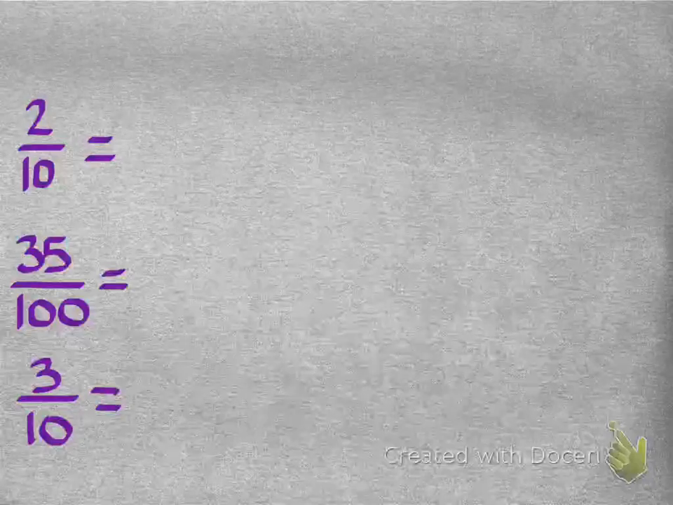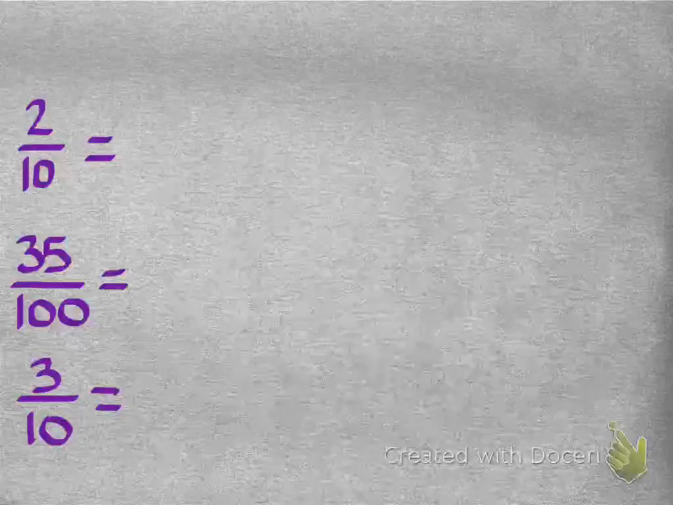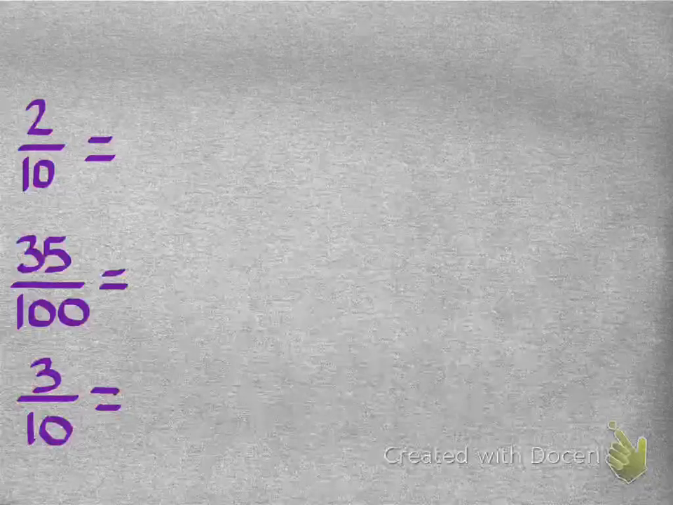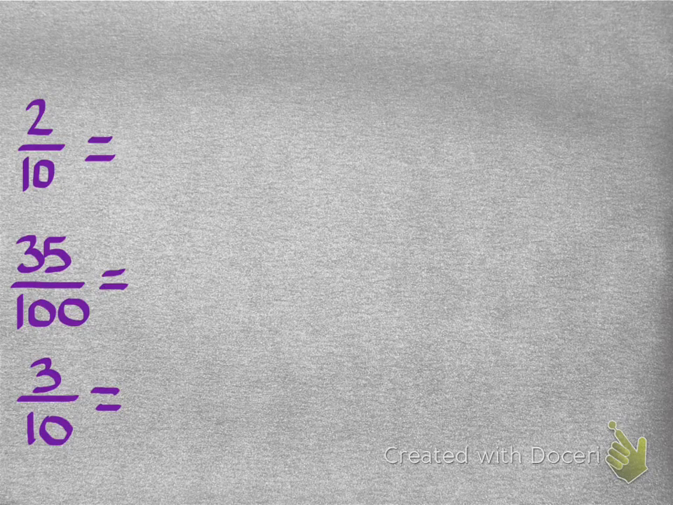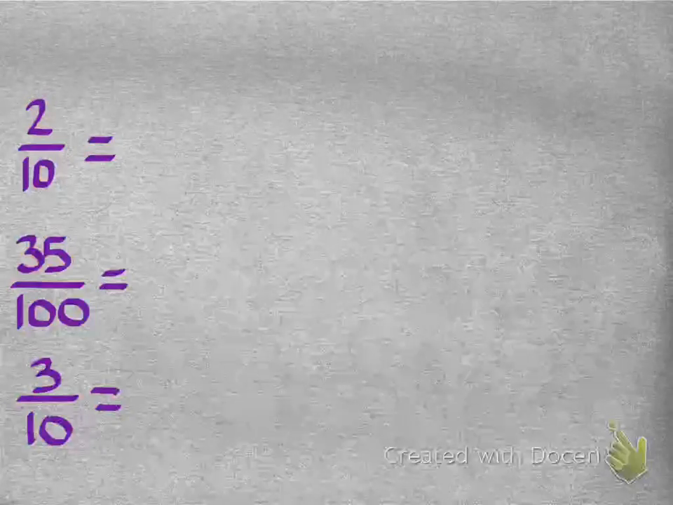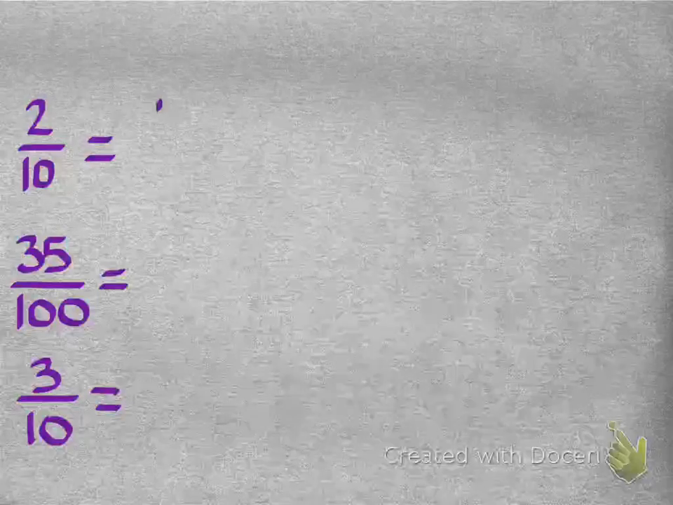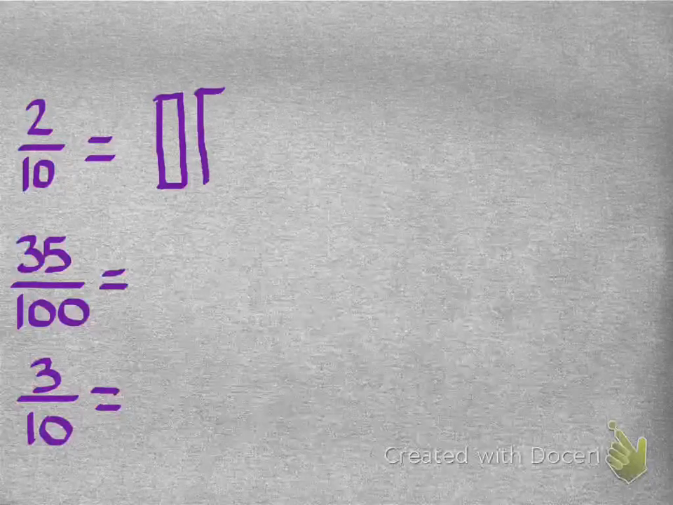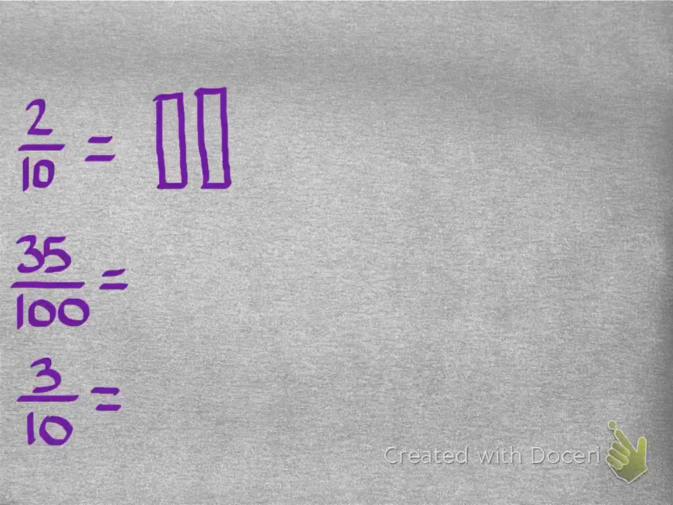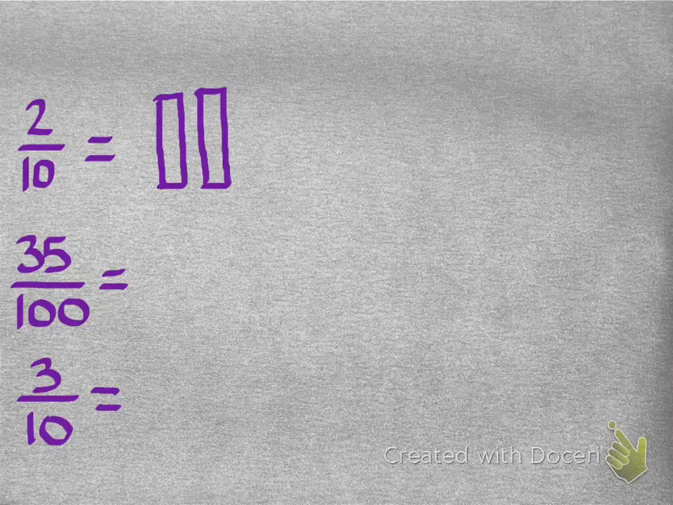And I want you to tell me how we would make those using base 10 blocks. So if we have the fraction 2/10, 10 is my denominator. So that means I would need 2 longs to equal 2/10.